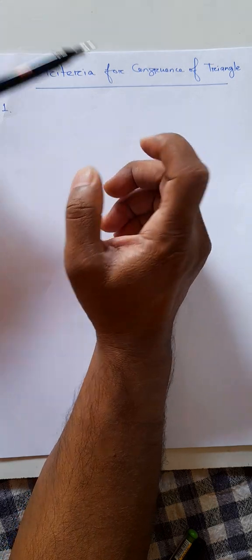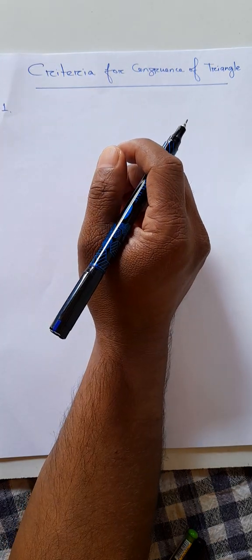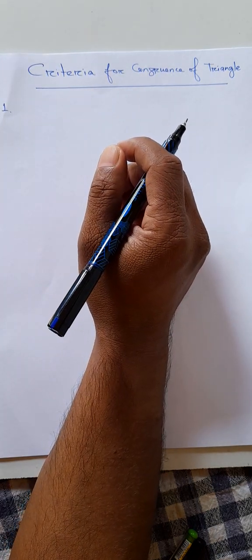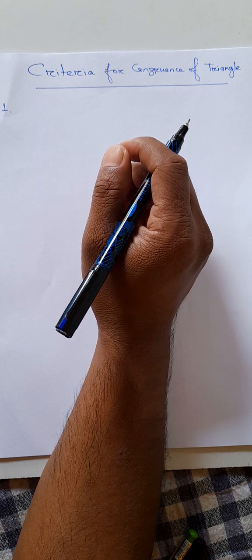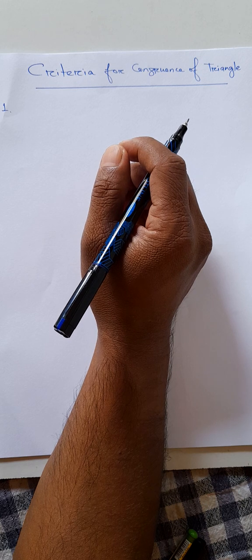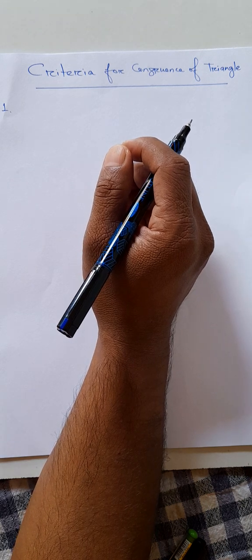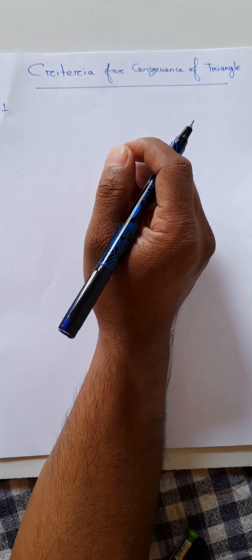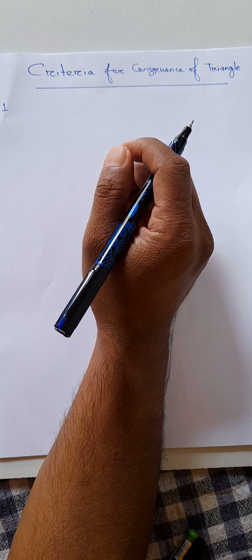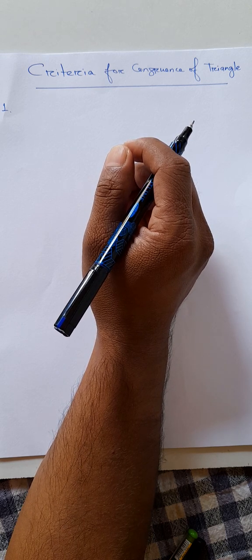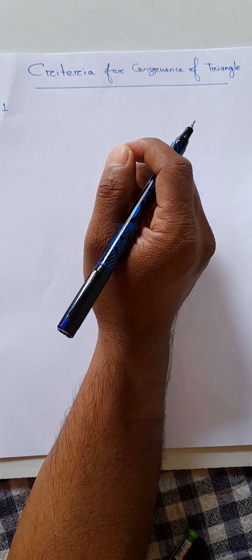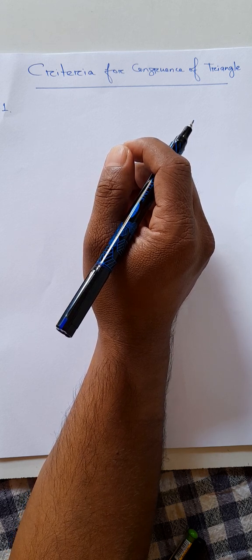Last class we discussed congruence of triangles, the meaning of congruence. Then we also learned to write the corresponding parts of congruent triangles. This we have discussed earlier. Corresponding parts of congruent triangles are equal, and in short we write it as CPCT. CPCT stands for corresponding parts of congruent triangles.